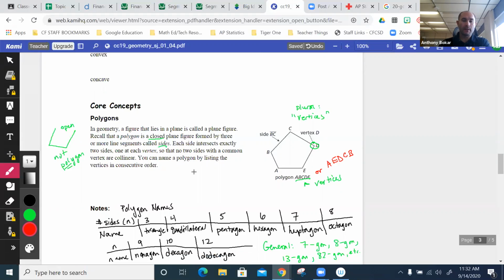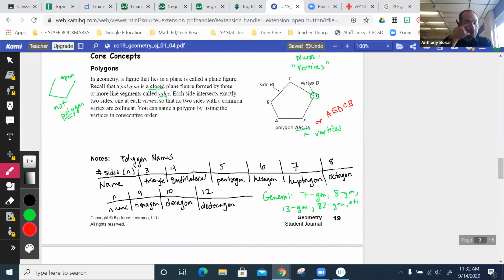Types of polygons, some that you kind of need to know, but some are more familiar than others. So generally, we call a polygon an n-gon. N is the number of sides. So for example, over here in general, a 7-gon is a polygon with 7 sides. An 8-gon is a polygon with 8 sides. An 82-gon is a polygon with 82 sides. And a 13-gon is a polygon with 13 sides. So we can always name any polygon like this, but some have special names.